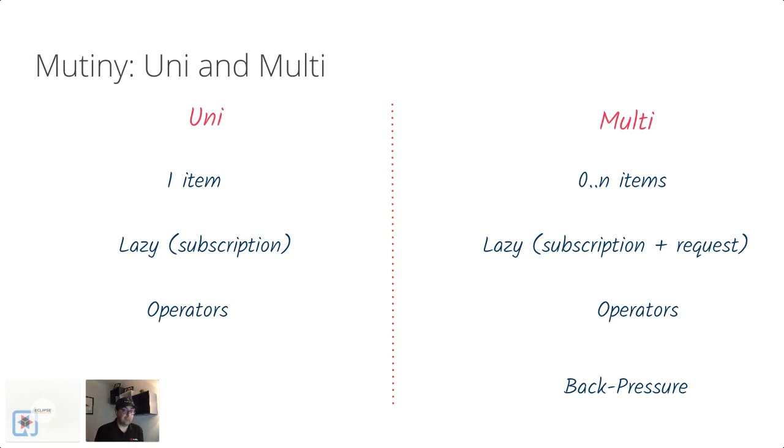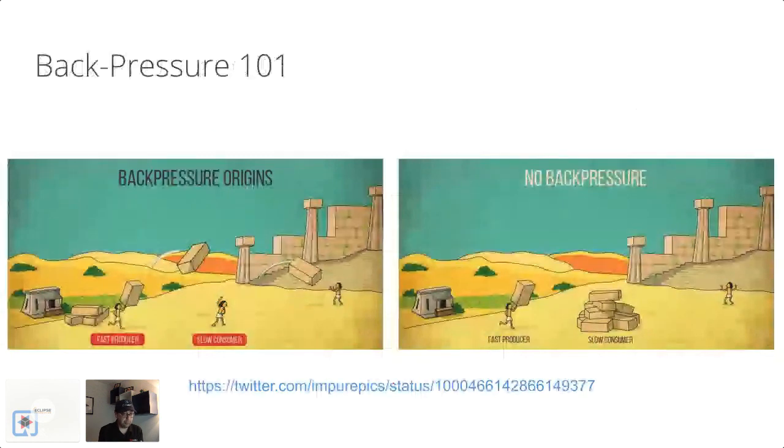Back pressure is a key aspect of Multi. On a Uni, when you say you really need the result, that means you're ready to retrieve it. On a Multi, you don't know in advance how many items you will get. This has an impact, because if you have a fast producer and a slow consumer, the slow consumer is very quickly going to be overwhelmed and may die out of memory, or become very slow, and it may probably break your complete system. You don't want this.